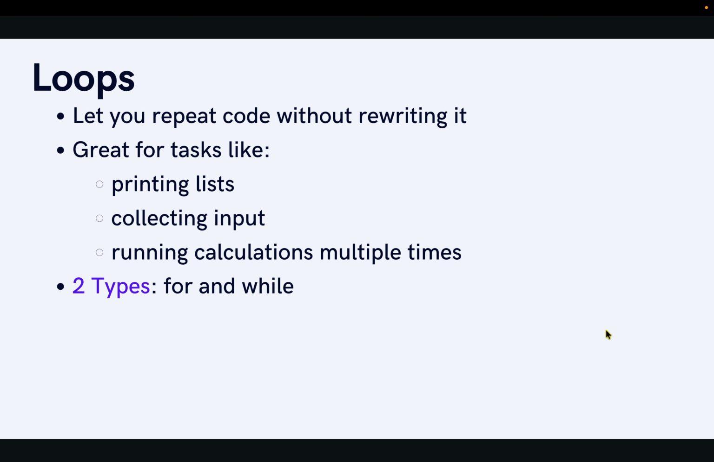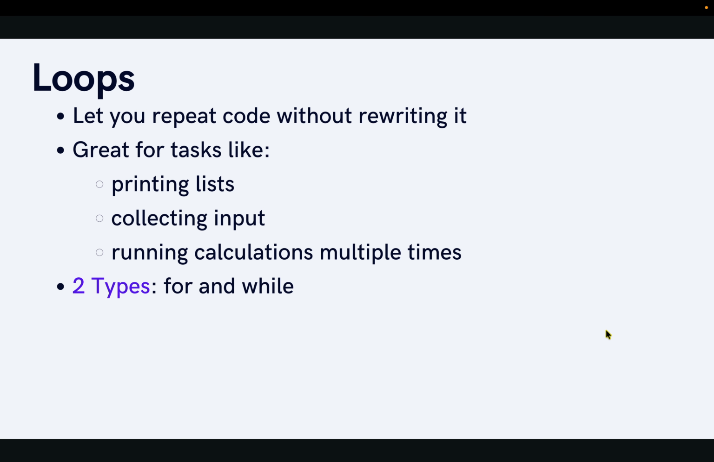All right, so wrapping up our last topic, we have loops. So loops are exactly what it sounds like. You want to run something over and over again without having to rewrite it. So this can be used to print your list contents. It can be used to collect various inputs, so if you're trying to collect a lot of input from a user. It can be used to run calculations. But regardless of that, it's going to run for a specified amount of time until it reaches a satisfaction condition.